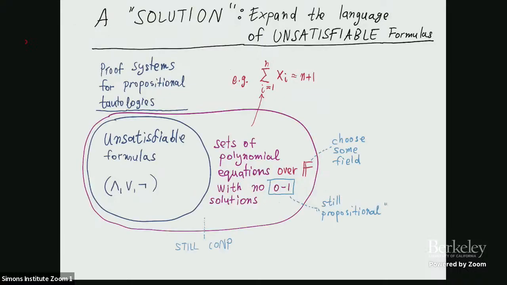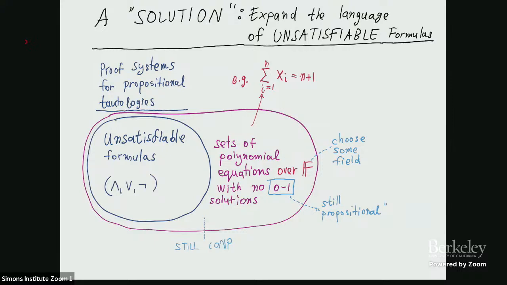So I'm going to produce a solution now, of course, in brackets. And the solution to all these major problems can be done as follows. We can expand the language of unsatisfiable formulas to still a natural language, a co-NP language, in the following sense. This is a traditional thing, a natural expansion. It's not something unique.